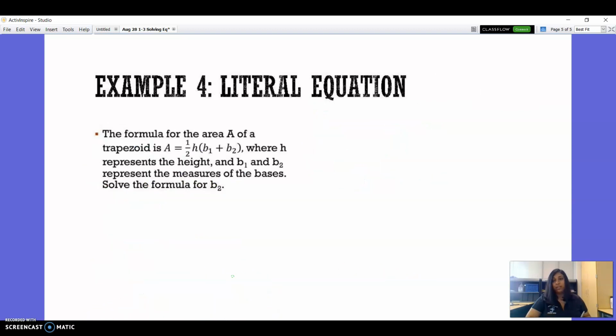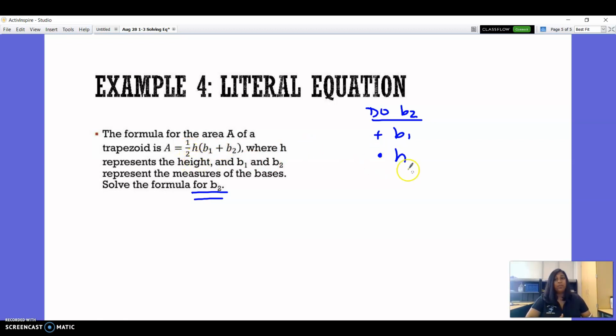Okay, we'll do another one. Last one. Here we have the formula for the area of a trapezoid. So A is equal to 1/2 times h times parentheses b1 plus b2. We want to solve the formula for b2. So what are we doing to b2? The first thing we're doing is adding it to b1. After that, we're multiplying by h, and then we're multiplying it by 1/2.